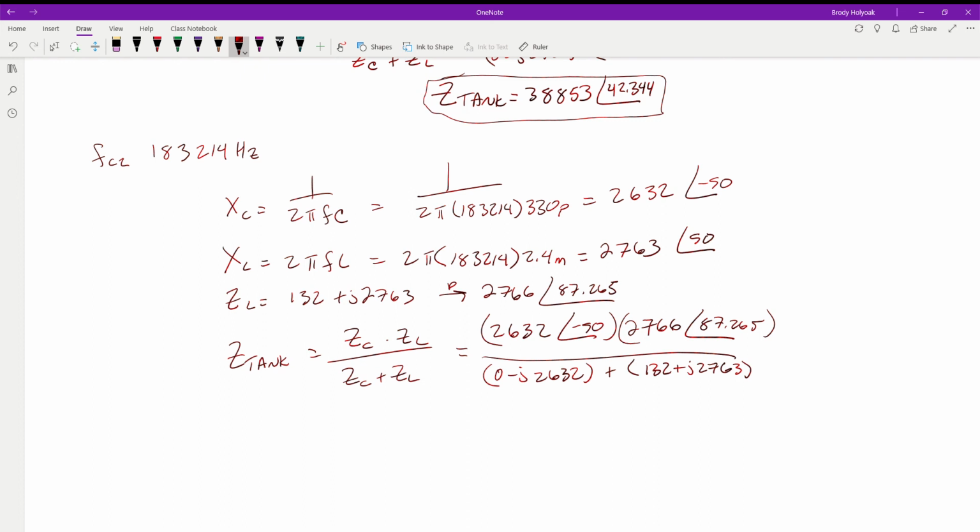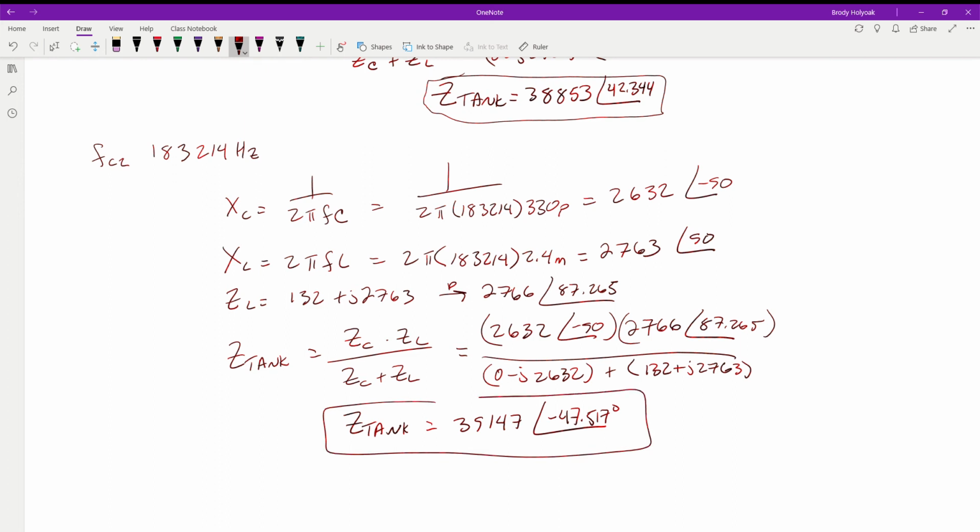Multiply the top two, divide by the second one. The final answer we come out to be for Z tank is going to be equal to 3,147 ohms at an angle of -47.517 degrees. And that is exactly what we should see.